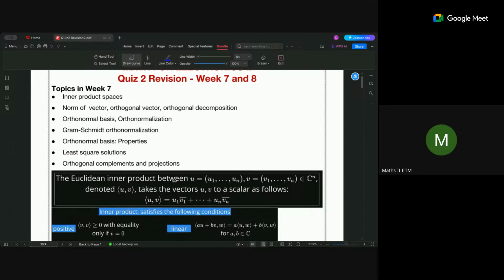So, the Euclidean inner product: if you take any two vectors in Cn, then the inner product is defined in this way: u1 v1 bar plus etc. un vn bar. So if it is Rn, there is no complex conjugate. For Cn, for the second part, you have the complex conjugate, right?